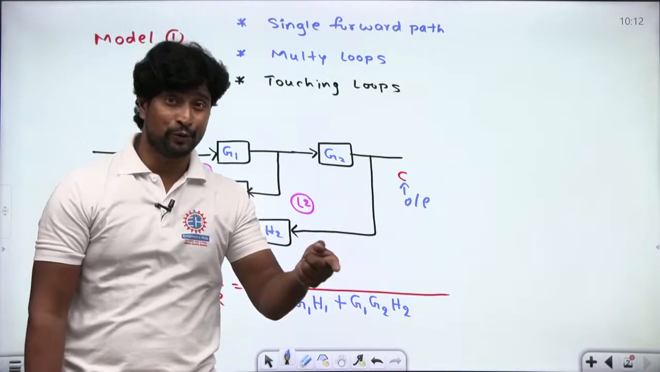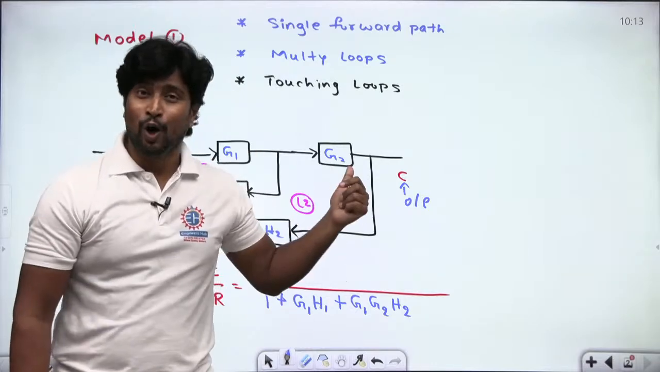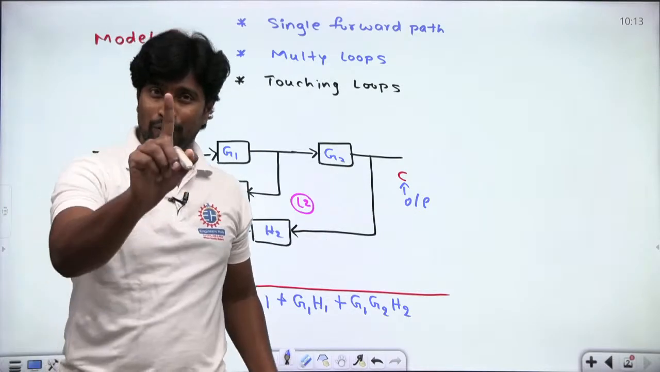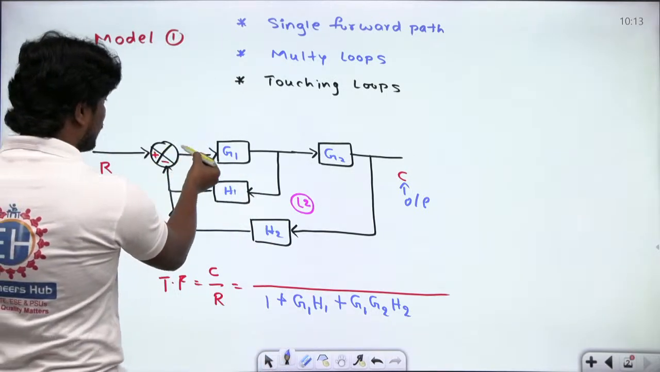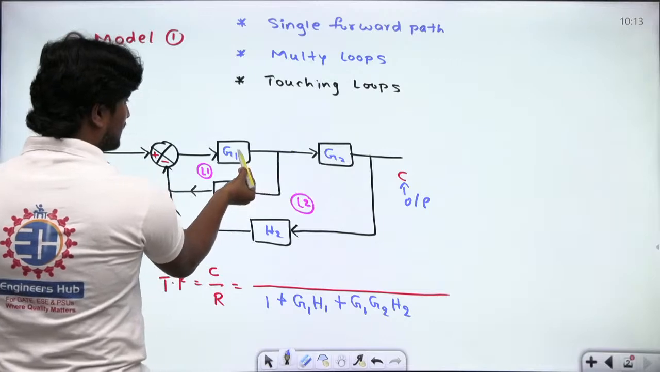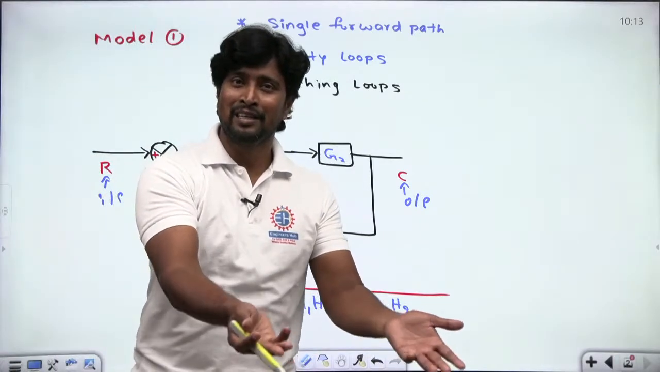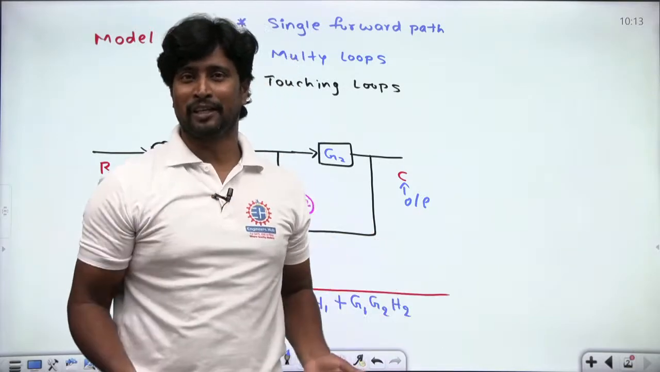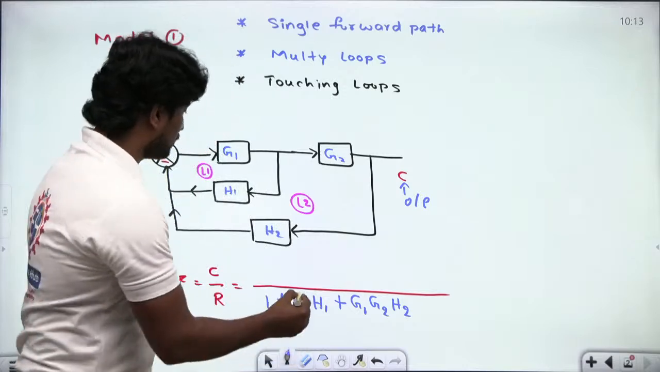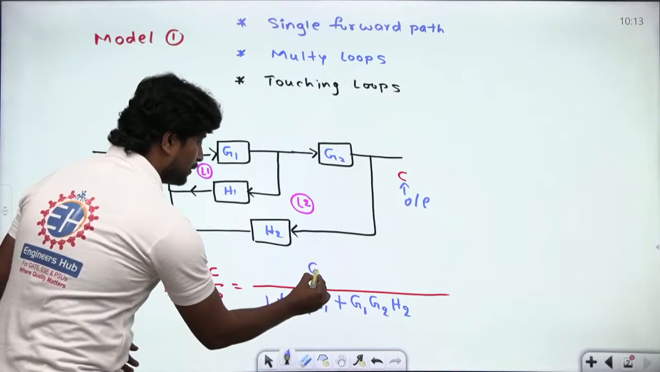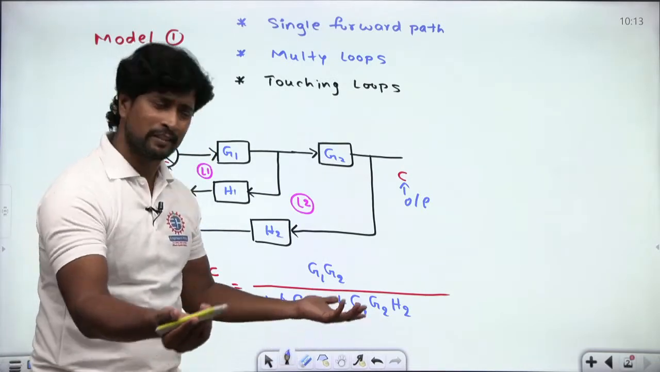Now go with the numerator part. I told you very clearly, the numerator part is made up of forward paths. How many forward paths are here? Only one forward path. So what is the forward path gain? Check once, this is the only forward path. So this forward path contains G1 and G2. Luckily, G1 and G2 are in cascade. Cascading means the resultant is a multiplication. That means G1, G2. Are you clear? So G1, G2. Only one forward path is present.